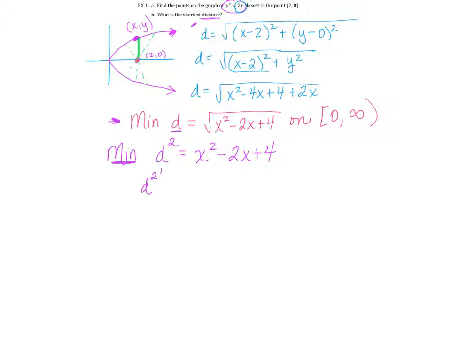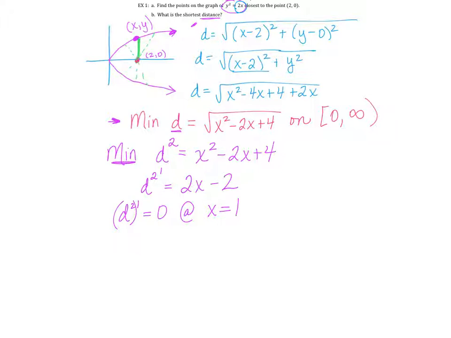So d squared prime is going to be 2x minus 2. Oh yeah, this is looking real easy. Set the derivative equal to 0. Sometimes people like to put that in parentheses, so it doesn't look like 21. The derivative is equal to 0. I could do that in my head at x equals 1.